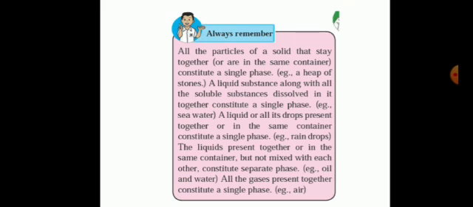The liquids present together or in the same container but not mixed with each other constitute separate phases. Example, oil and water. All the gases present together constitute a single phase. Oil plus water is an example of a heterogeneous mixture and air is an example of a homogeneous mixture because all the gases are present together in a single phase.